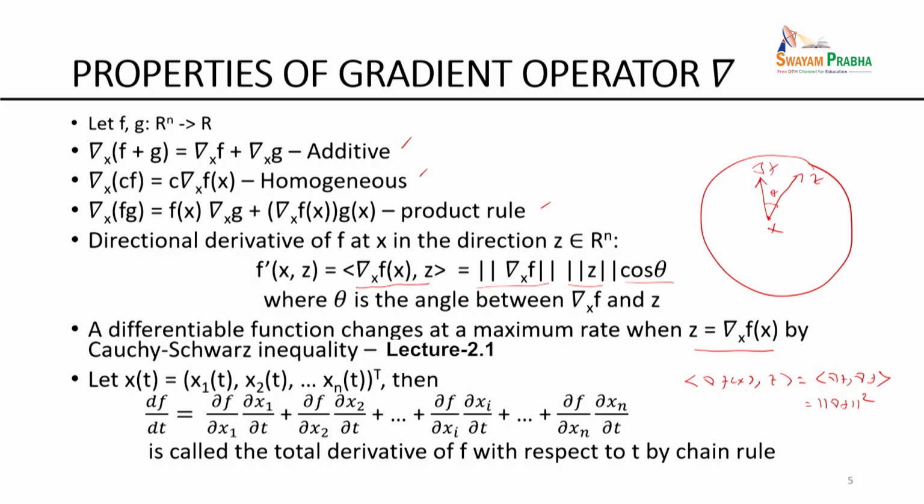That means a differentiable function changes at the maximum rate along the direction of the gradient, and this is the result of the Cauchy-Schwarz inequality.